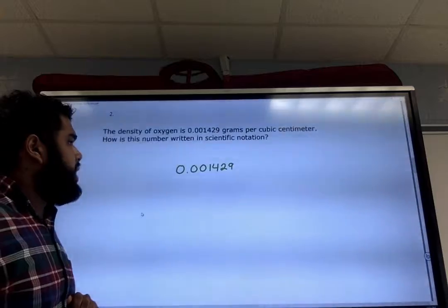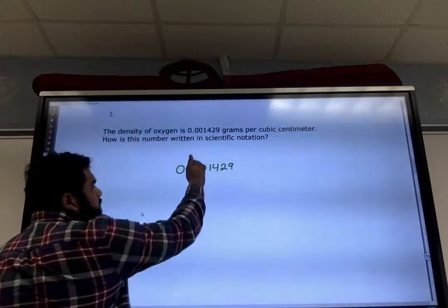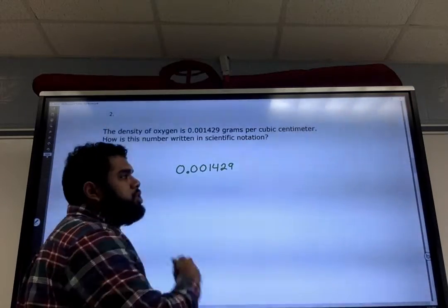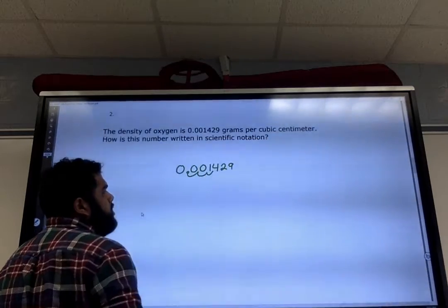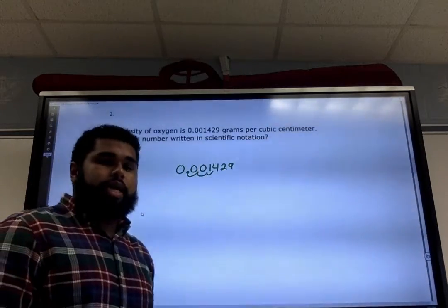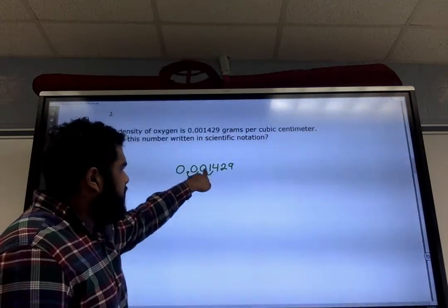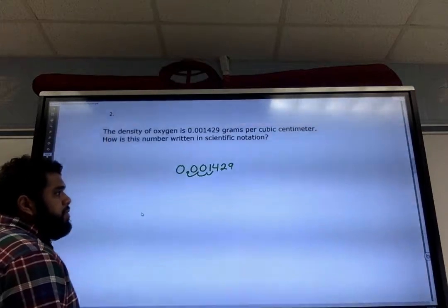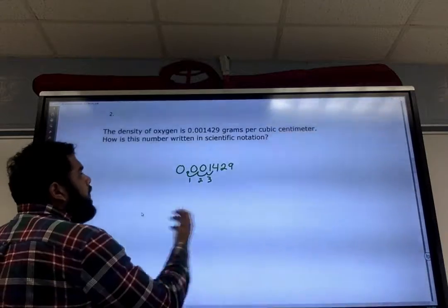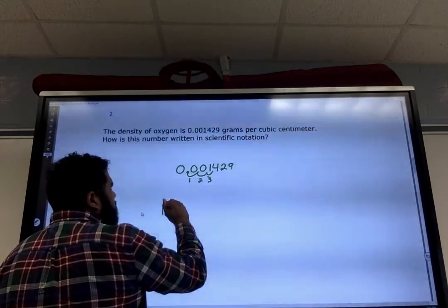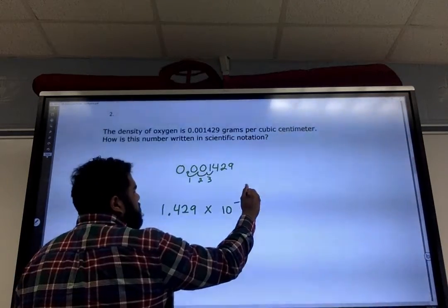So, this number right here, 0.001429. What you're going to do, you're going to take your decimal and you're going to move it in between the first two digits you see. Well, if I'm looking from left to right, the first two digits that aren't 0 are 1 and 4. That's where I'm going to move my decimal to. How many times do we move our decimal? 1, 2, 3 times. So, now my new number will look like 1.429 times 10 to the power of -3.